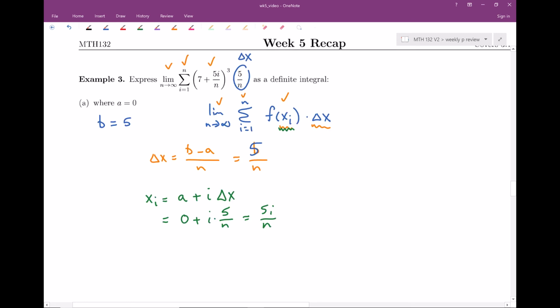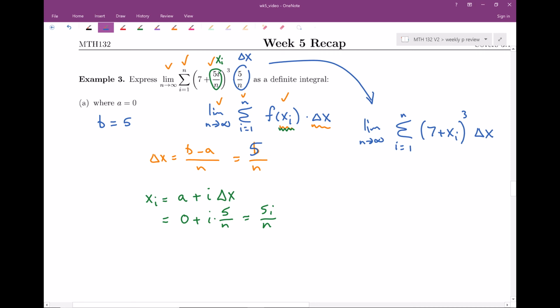In fact, we see some of those up there. This could be our x sub i's, 5i over n. So let's rewrite this over here: the limit as n goes to infinity, summing from i equals 1 to n of 7 plus x sub i cubed times delta x. Everywhere I saw this 5 over n, I wrote delta x, and the 5i over n was my x sub i.